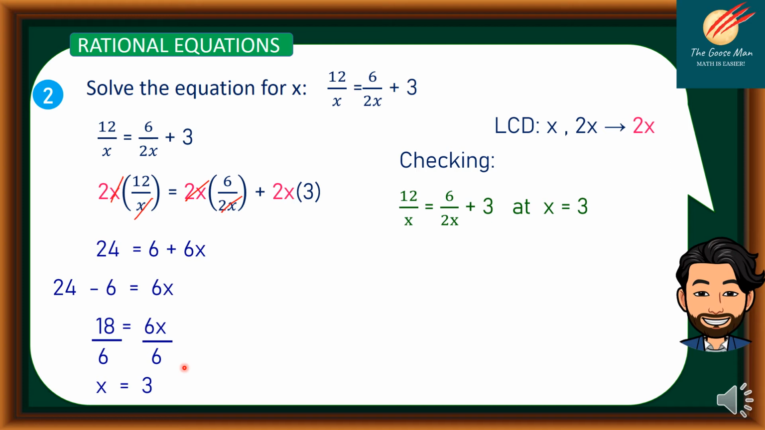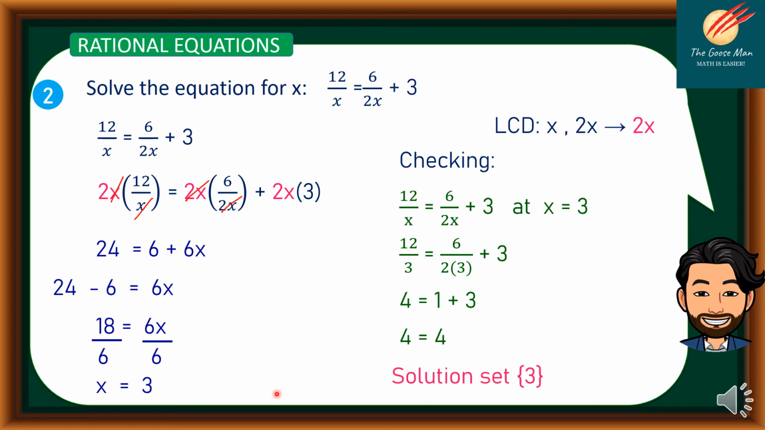So we have 12/x = 6/(2x) + 3 at x = 3. Now, if we substitute x = 3, we have 12/3. Is it equal to 6/(2 times 3) plus 3? So we have 4. This is actually 6/6, which is equal to 1, plus 3. So truly, 4 is equal to 4. Meaning to say that the value of x is actually the solution. So the solution set is {3}.